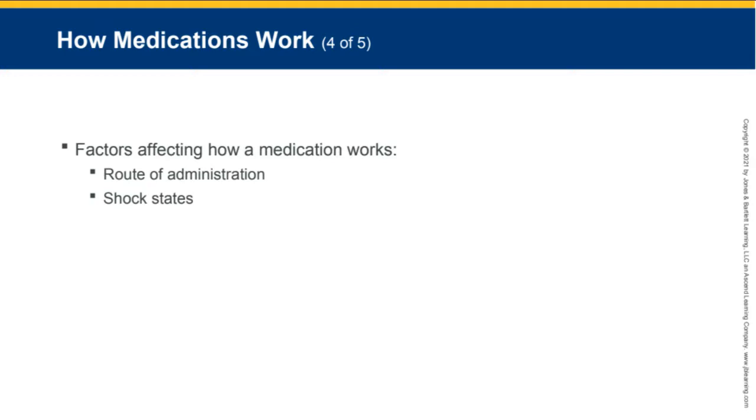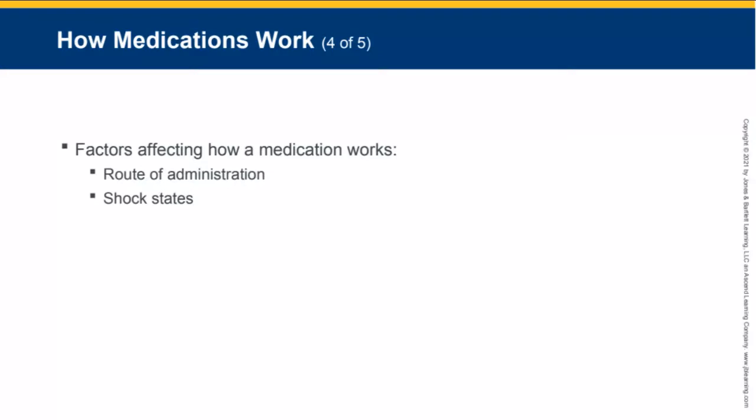Shock states. This also affects how medications work. Remember that during shock, blood is distributed away from your non-essential organs and directed towards your brain. This has implications because, for example, if you take a medication orally, absorption occurs in the stomach. Now, if blood is directed away from the stomach and towards the brain, then absorption is slowed or delayed.